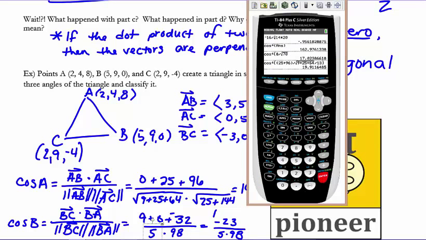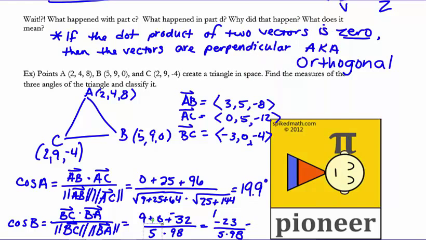which is negative 23 divided by 5 times 98. 92.69, so we'll say 92.7.